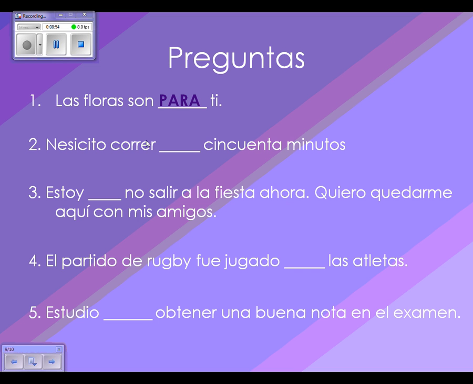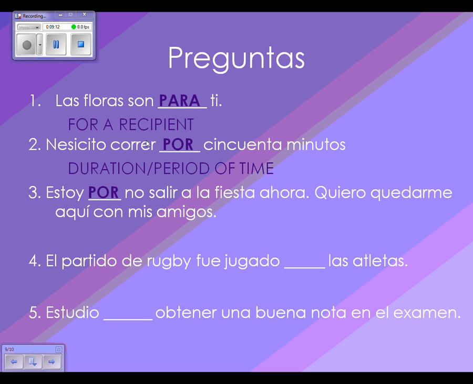Now the answers. 1 is para, for recipient. The flowers are for you. 2 is por, duration or period of time. I need to run for 50 minutes. 3 is por, to be in favor of doing something. I want to not leave now. I want to stay here with my friends.